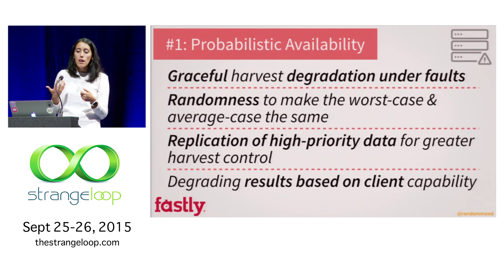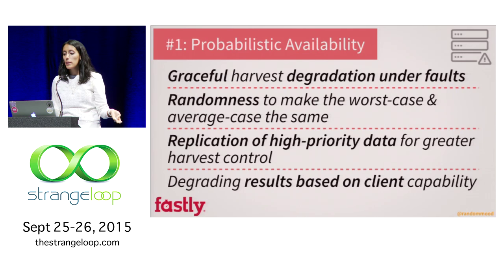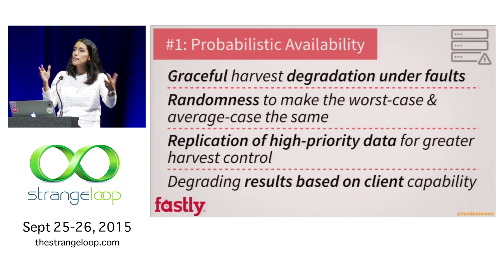Those two concepts are very important, but what I want to emphasize is the strategies that the paper tells us. The first strategy is called probabilistic availability. This deals with graceful degradation of services and systems under faults. They also tell us that we can use randomness to even out the worst case and the average case scenario. For example, if I distribute my data randomly through all of my nodes, and one of my nodes goes down, then at least it's a random portion of my data.